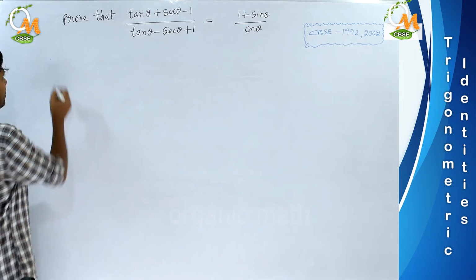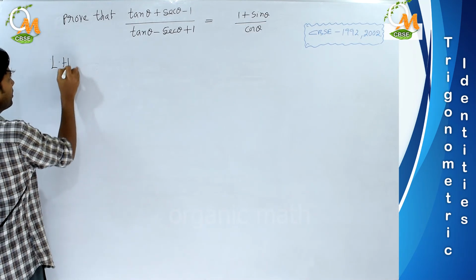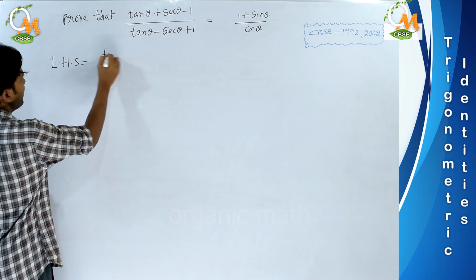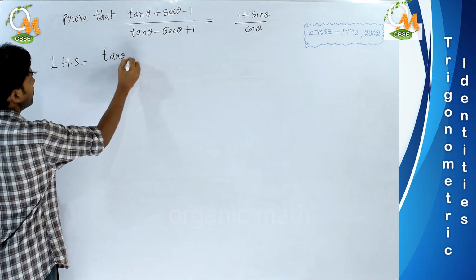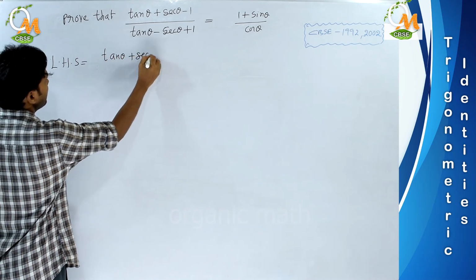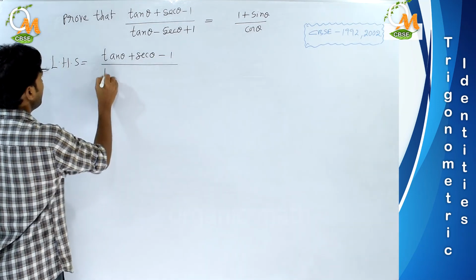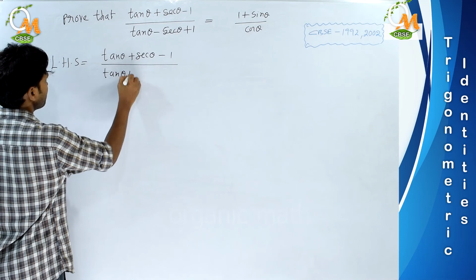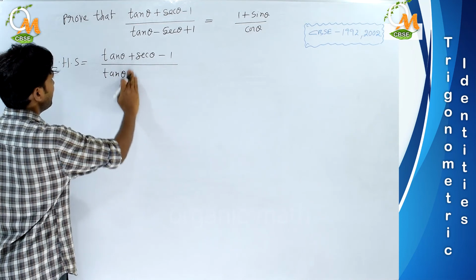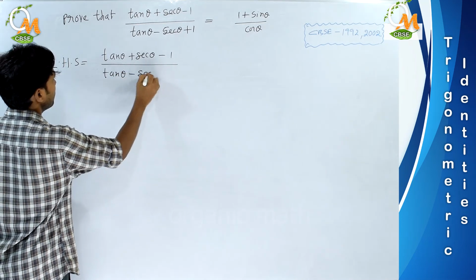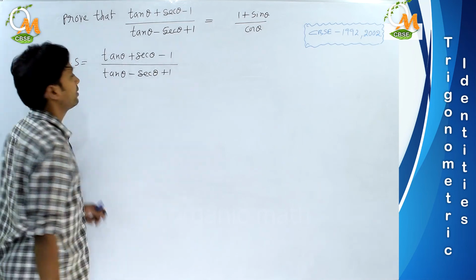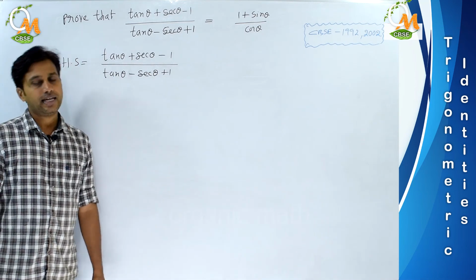Just see. LHS part would be, tan theta plus secant theta minus 1 by tan theta minus secant theta plus 1, right? This was the LHS part.